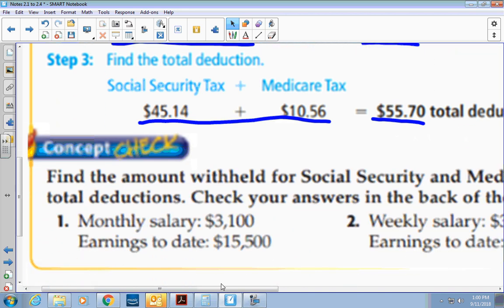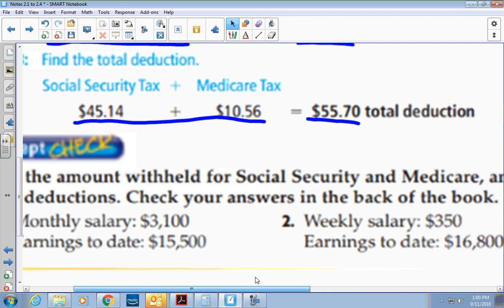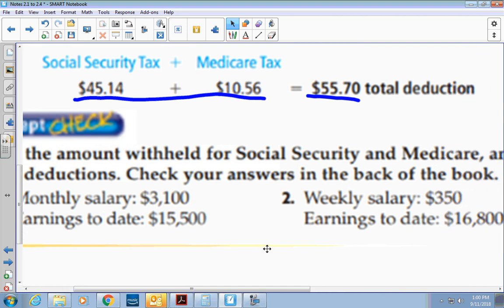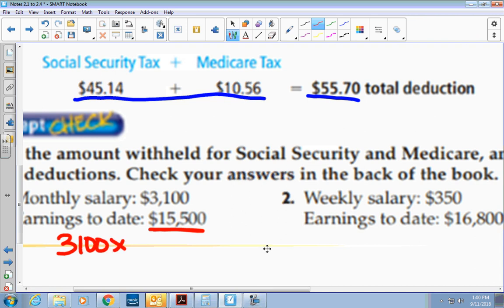So our 2 practice problems. Our monthly salary for number 1, $3,100. We haven't met the $97,500 yet, so we're going to pay the full amount. So it's the $3,100. We're going to times that by the 6.2% to find the Social Security. Also going to do that with the 1.45% to find the Medicare.